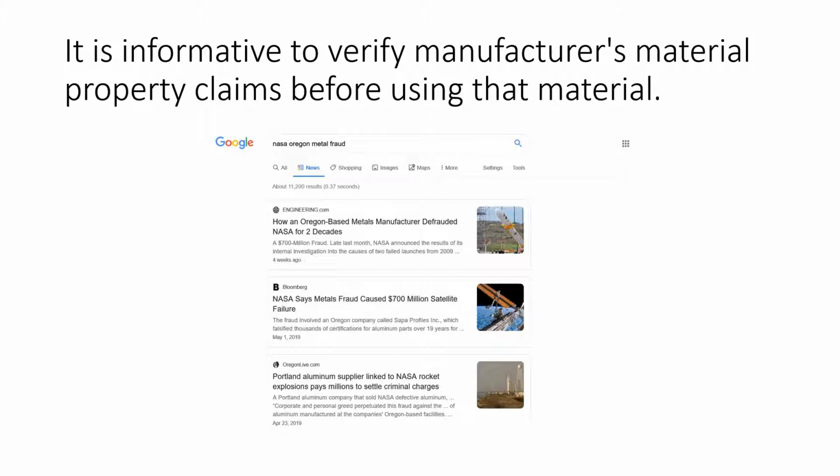The significance of these experiments and this method of parameter estimation is that it can be implemented in verifying manufacturers' material property claims. An issue occurred with NASA when, over a decade, it was sold faulty or fraudulent material that caused $700 million in damages and resulted in 2 satellite crashes. By using these software techniques, maybe it could be possible to estimate certain unknown parameters and thereby save millions of dollars in the long run.